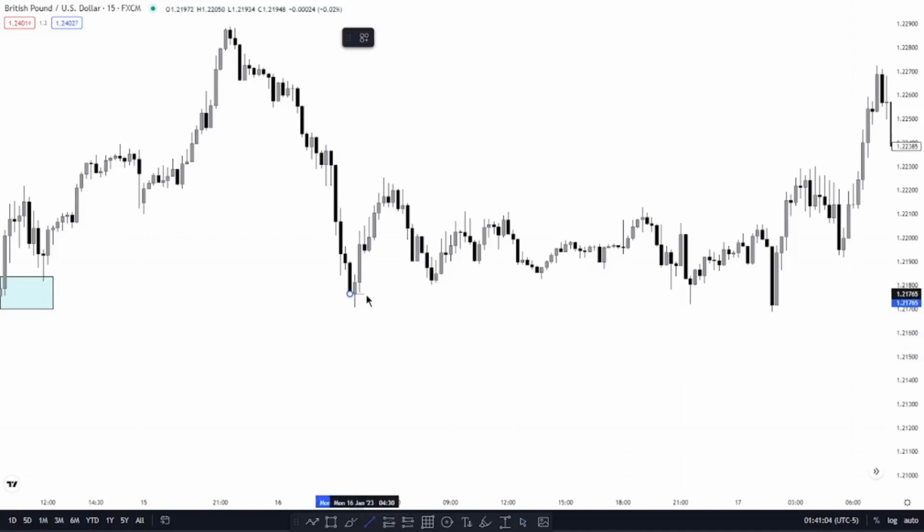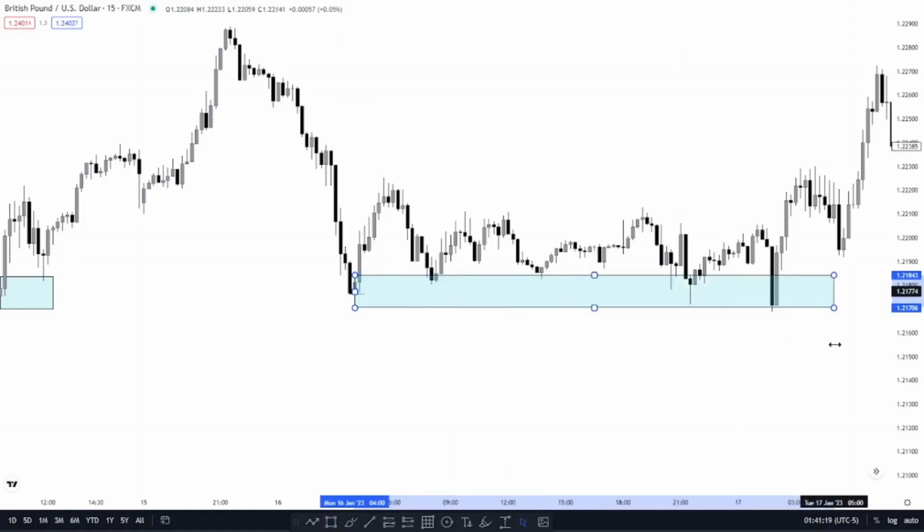It swept this liquidity here. Can you see that? And therefore, this candle here is a powerful point of interest. It's a powerful OB. And therefore, you can take your trade from there.